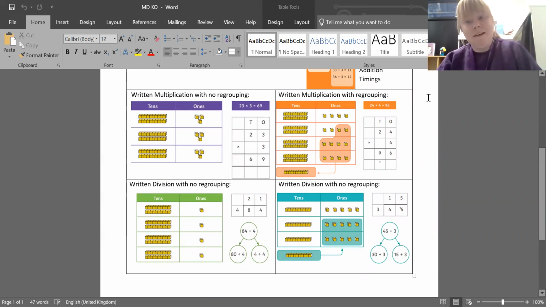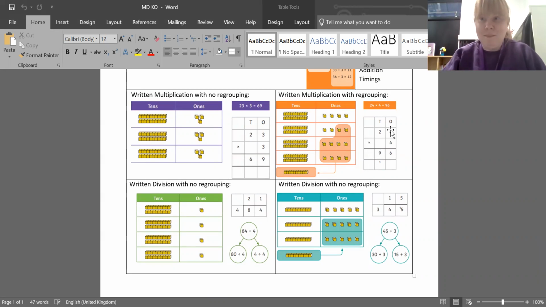When we are regrouping, we start exactly the same, with 4 by 4. 4 times 4, I know from my multiplication tables, is 16. However, we know from when we did addition and subtraction that the highest number that can be in a column is 9. So I need to regroup and put my 1, or my 10, underneath my tens column. I need to remember to add that on, and that's our next step.